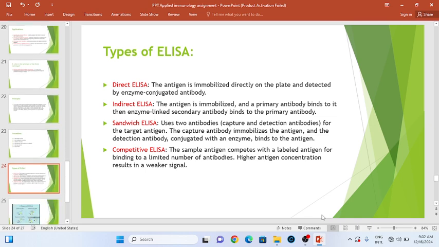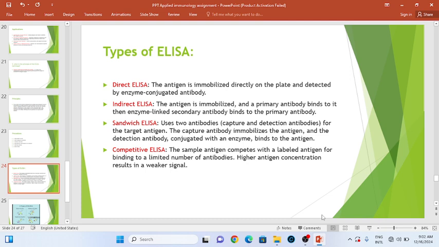Here I have different types of ELISA, four types. First one is direct ELISA, where the antigen is immobilized directly on the plate and detected by an enzyme-conjugated antibody. Here in direct ELISA, we use an antibody conjugated with enzyme to detect. Then we add a substrate to see if there is a color change or no color change.